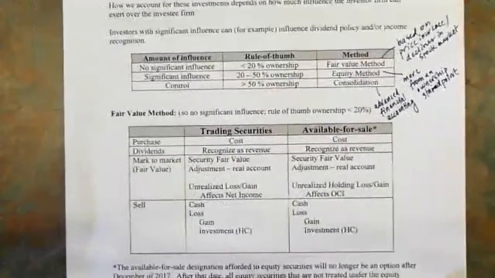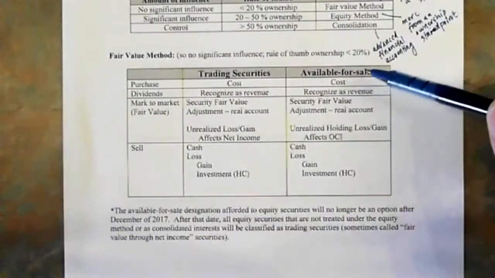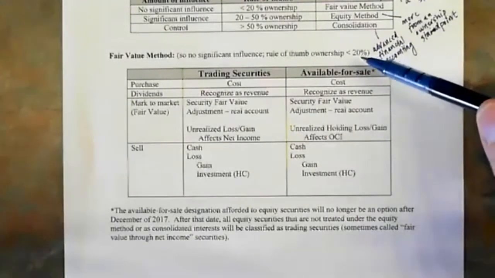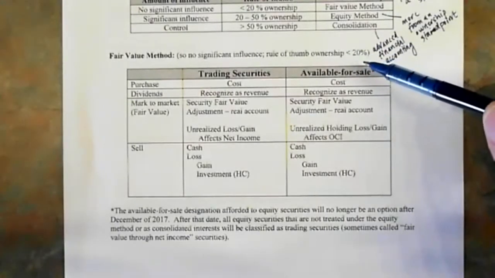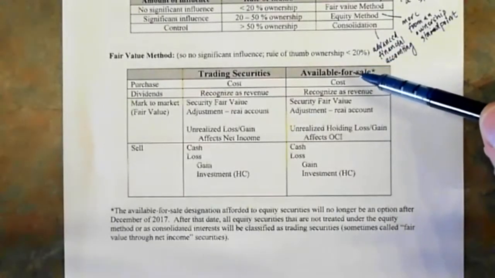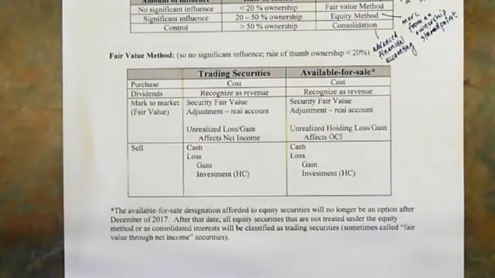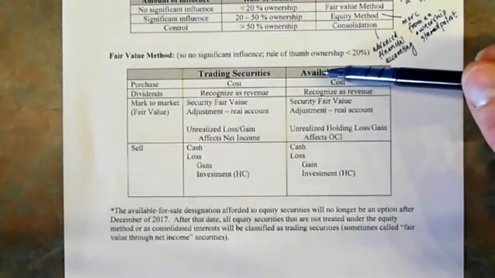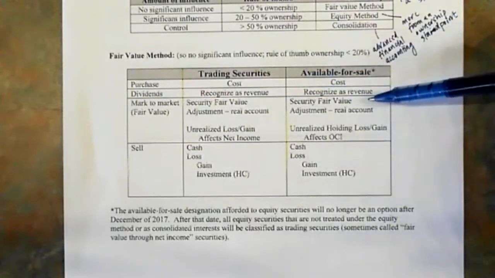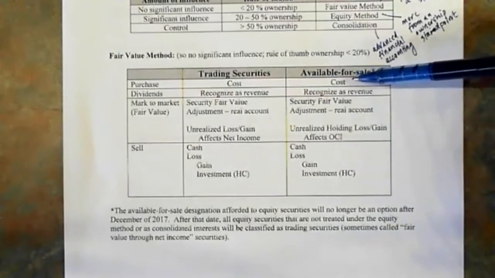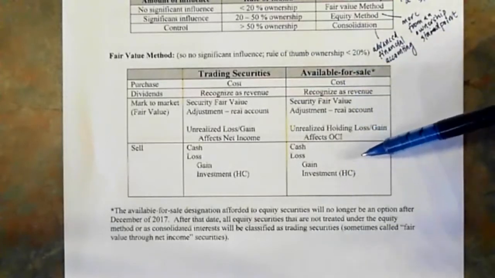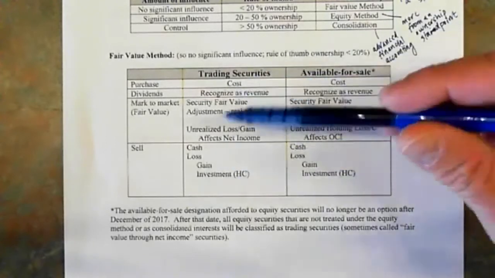So looking at the fair value method, again, our idea is that we have no significant ownership. We have less than 20% of the total outstanding stock of the company. So we can't influence the board of directors. We can't really throw our weight behind any sort of decision. We have two available classifications for available for sale securities. And again, remember that for now, up until December 2017, available for sale will be a valid classification for these securities. However, after that date, it'll only be trading securities.